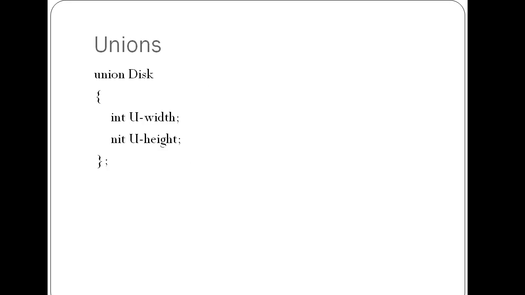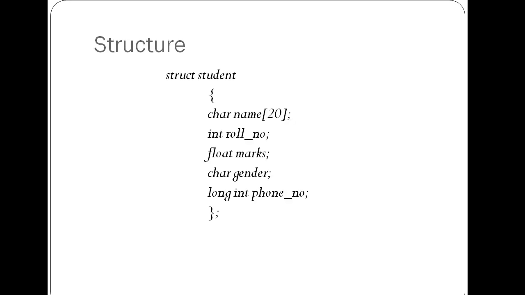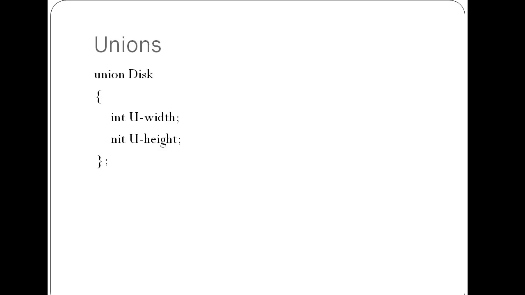Similarly for unions, this is how we declare a union. At the end of the declaration of a structure we need to include a semicolon. This is how the syntax is. Similarly for unions we need to include a semicolon. As you can see here, union disk has two integer variables, int width and int height. Disk has two members inside it, one is height and another one is width.